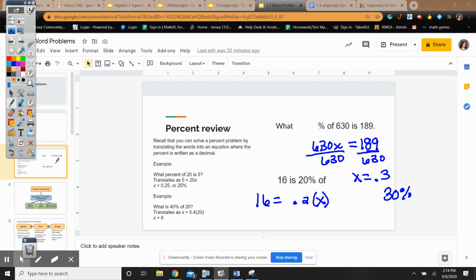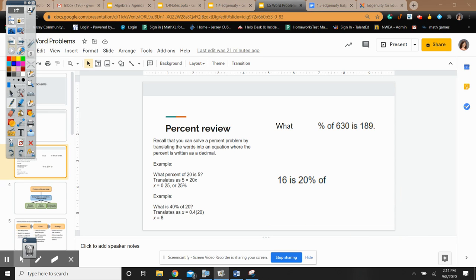16 is 20%, 0.2 of what number? Of x. On this one, you would just divide both sides by 0.2. You should get something bigger. 16 divided by 0.2 is 80. So x is 80. 20% of 80 is 16.